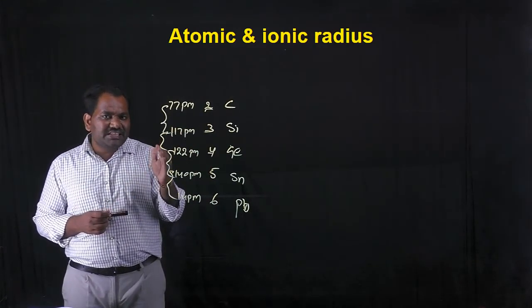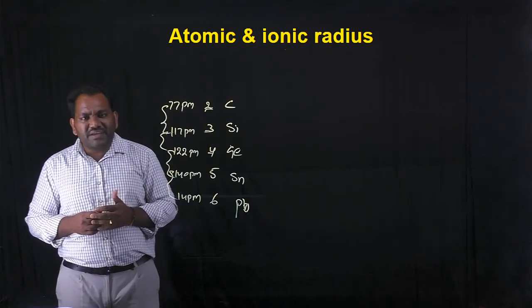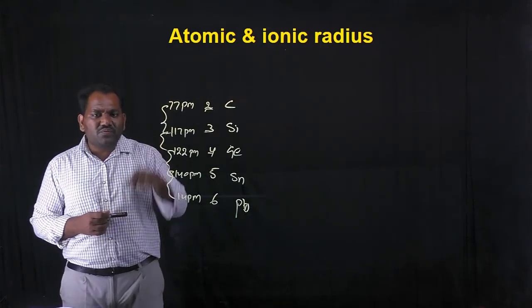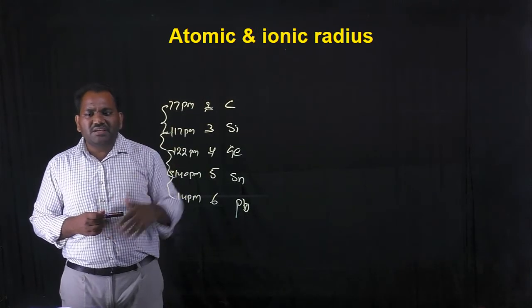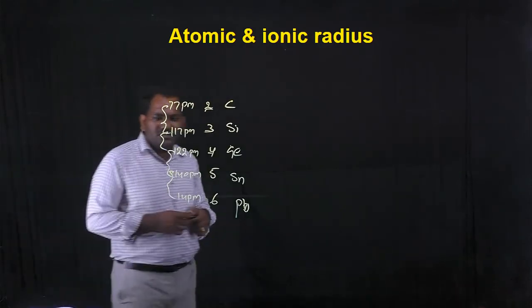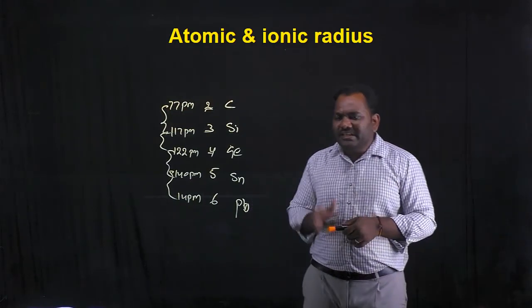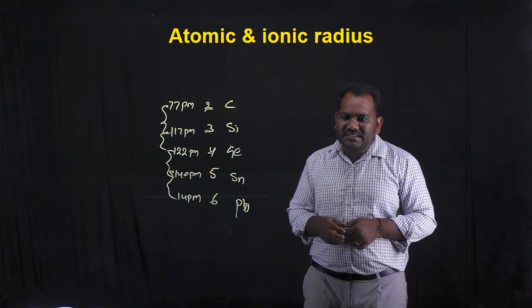Automatically the size is reduced. That's why the difference between successive elements is less as we go from top to bottom. This is about the atomic radius. Similarly, in the case of ionic radius also the size increases, but the size difference is less.